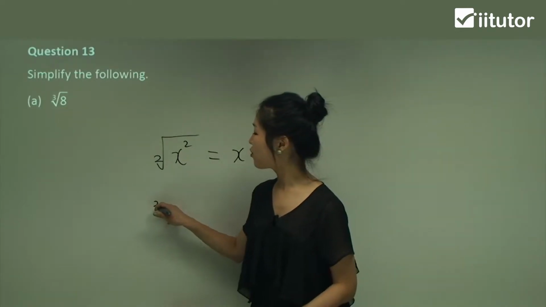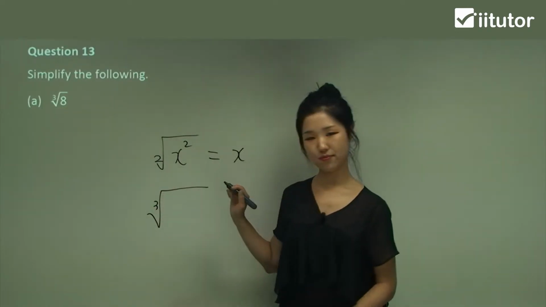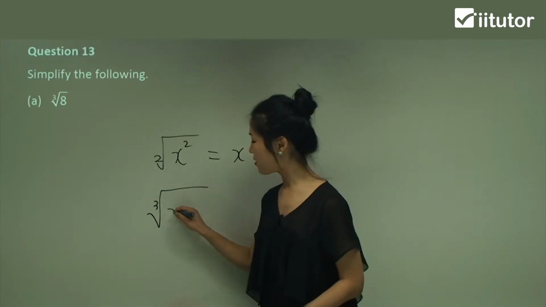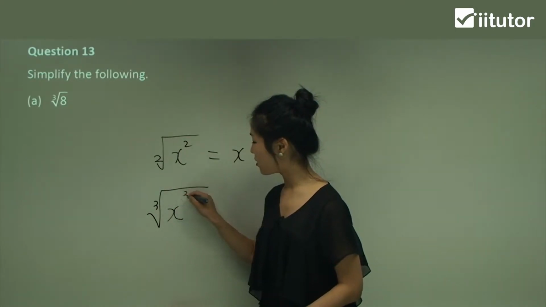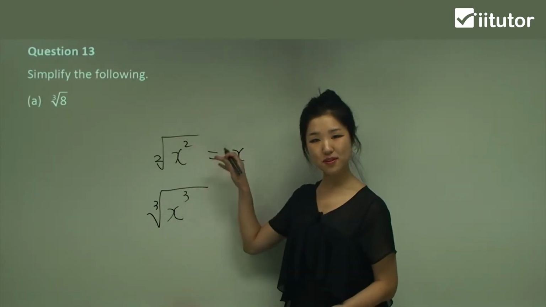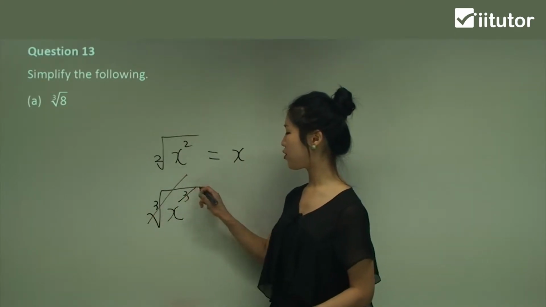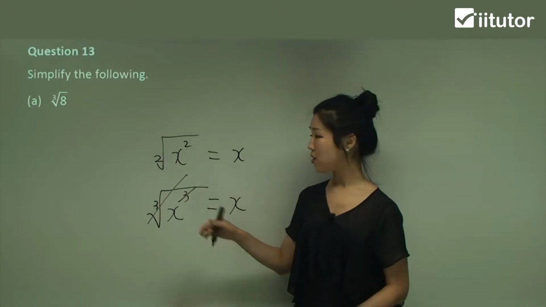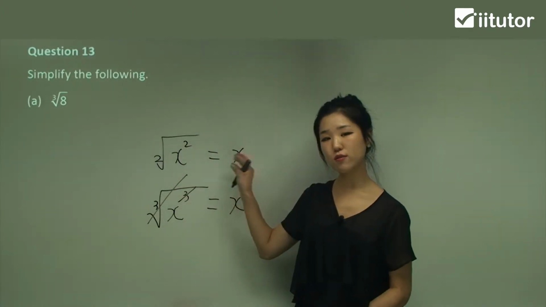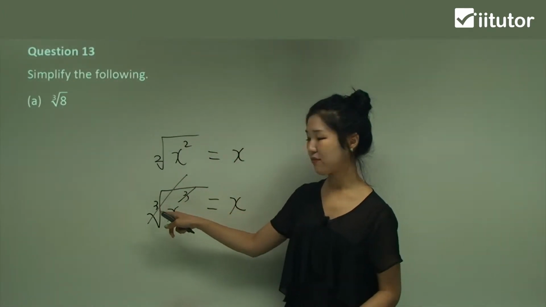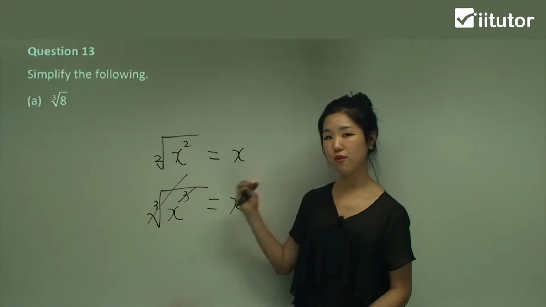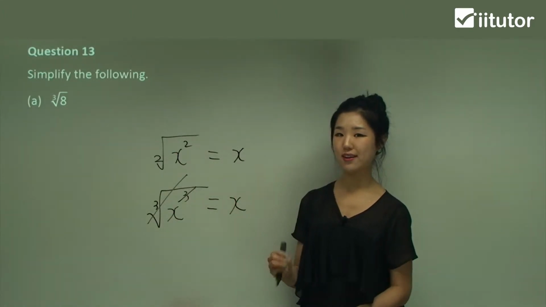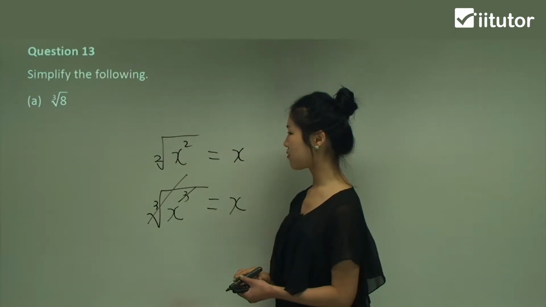Now when we have cube roots like that, if you can see that the inside is something cubed, then similarly, the cube root and the cube cancel to get just x as well. So whenever you have square roots, try to look for square numbers. But whenever you have cube roots, find cubic numbers. That's the whole idea. So here, cube root of 8.